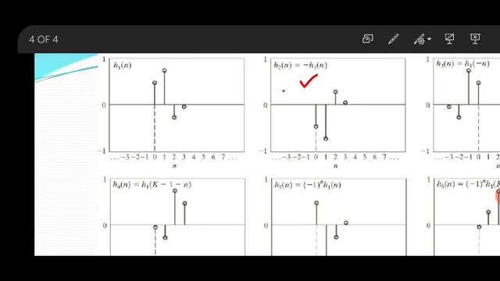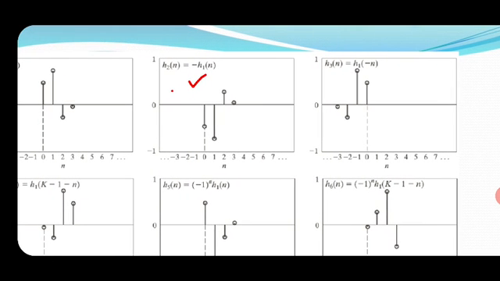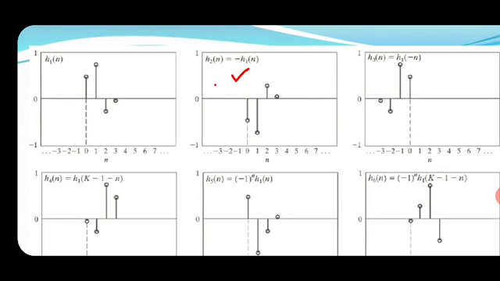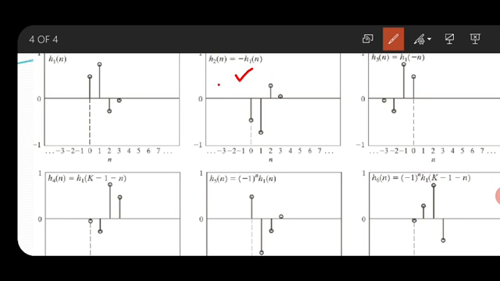Similarly, in the third diagram, h1 of minus n is a mirror image. We took it as a mirror of the original signal. What is my original signal? This is your original signal, h of 0. Mirror this one and replicate it. At h of 0 we have a positive sample.